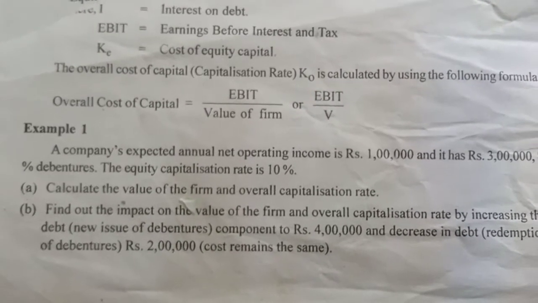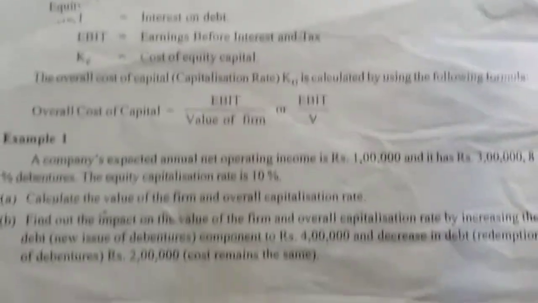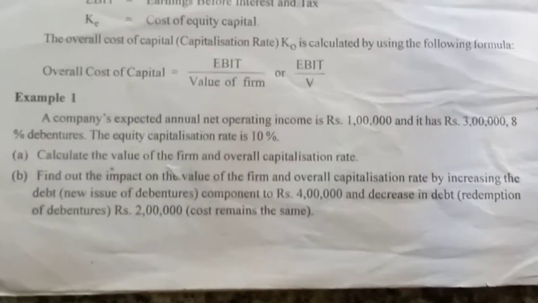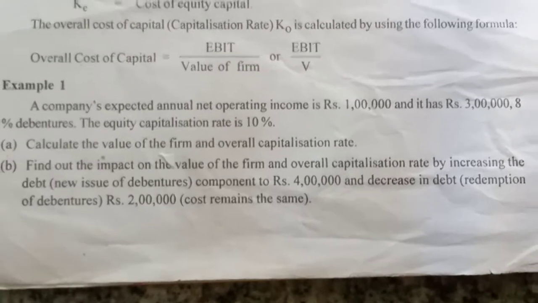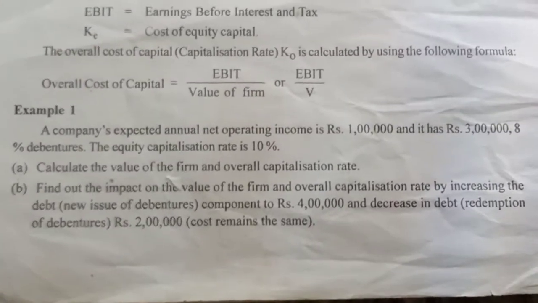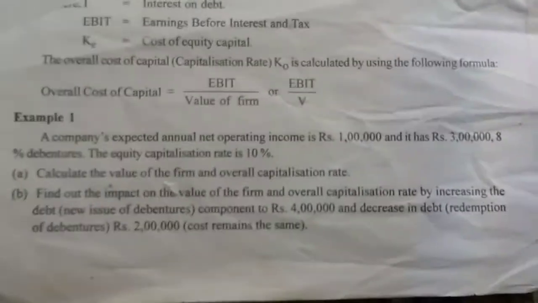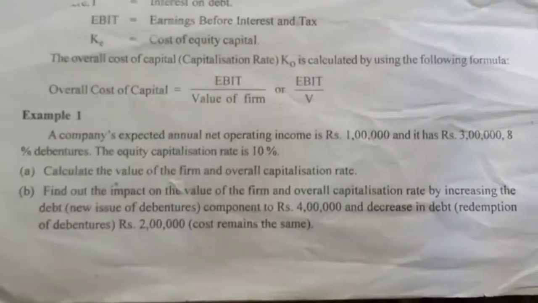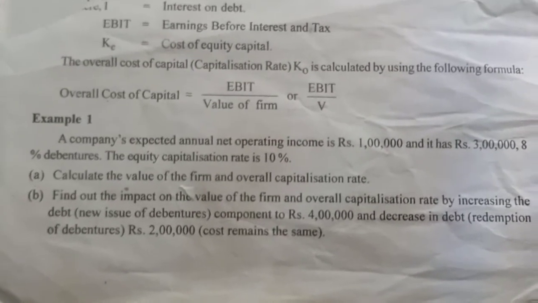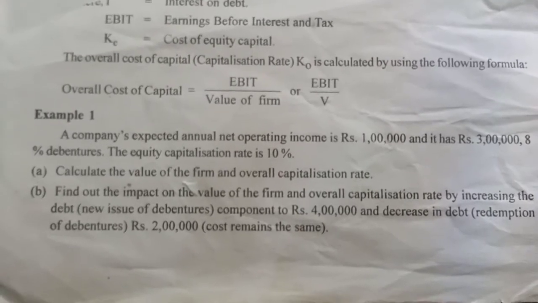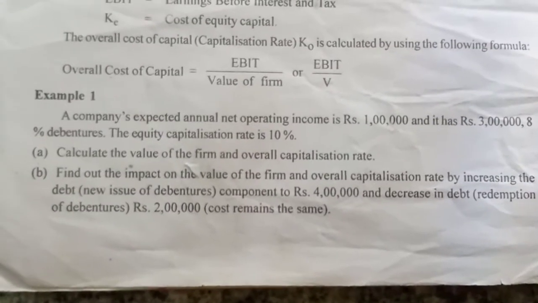Value of the firm, how can we calculate it? Value of the firm V is equal to E plus D. What is E? E is the market value of equity and D is the market value of debenture. The debenture amount is given in this question as rupees 3 lakh. And we have to calculate the market value of equity here. How can we calculate it? Market value of equity, E is equal to EBIT minus I divided by K.